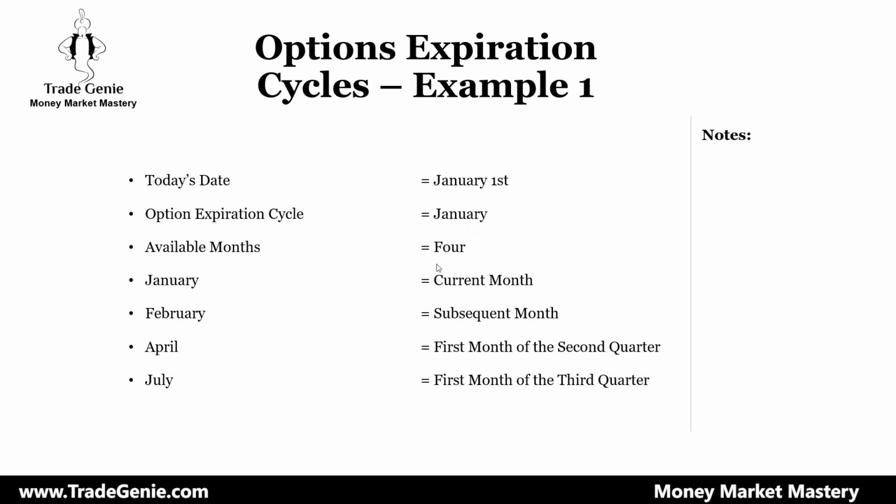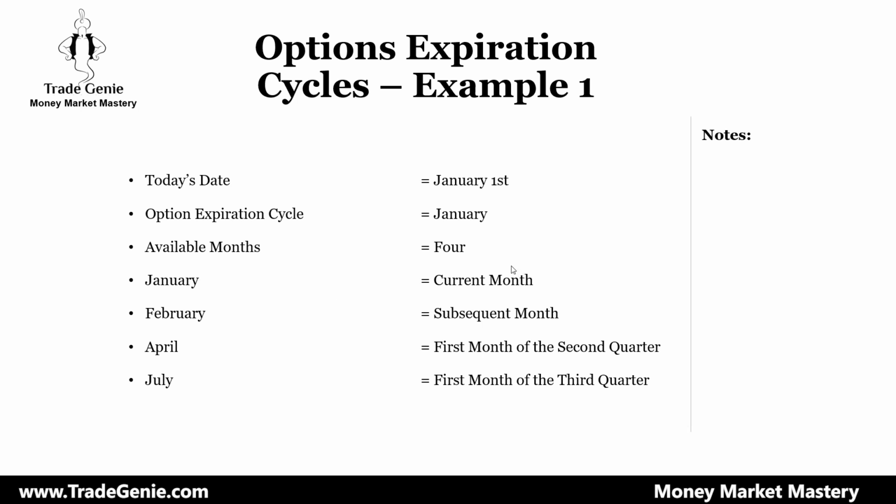So for available months, we know there are 4 months: the current month and the subsequent month. If today is January 1st, then we should see January listed as the current month, and February is the subsequent month, so February will be listed. Because the cycle assigned is January, we will see April and July listed, because April is the first month of the second quarter and July is the first month of the third quarter. October is not listed because the 4 options are already listed: January, February, April, and July.